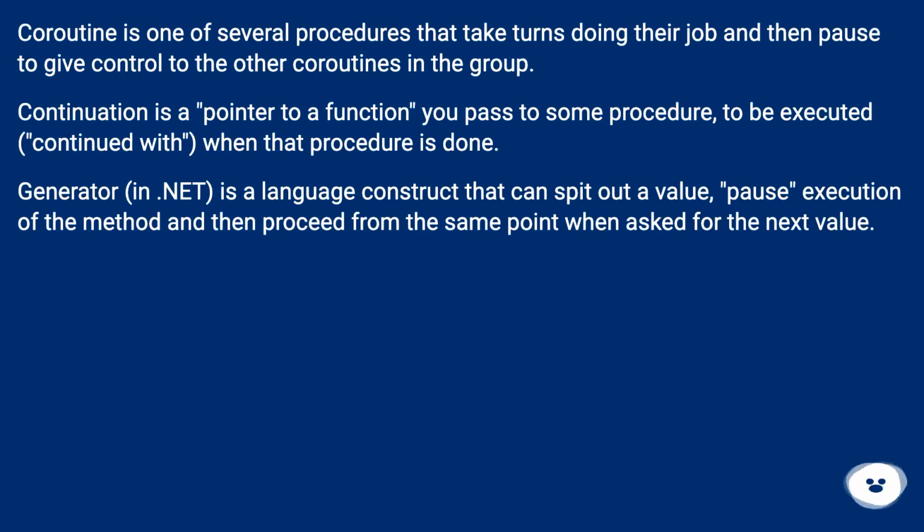A continuation is a pointer to a function you pass to some procedure to be executed, continued with, when that procedure is done. A generator, in .NET, is a language construct that can spit out a value, pause execution of the method and then proceed from the same point when asked for the next value.